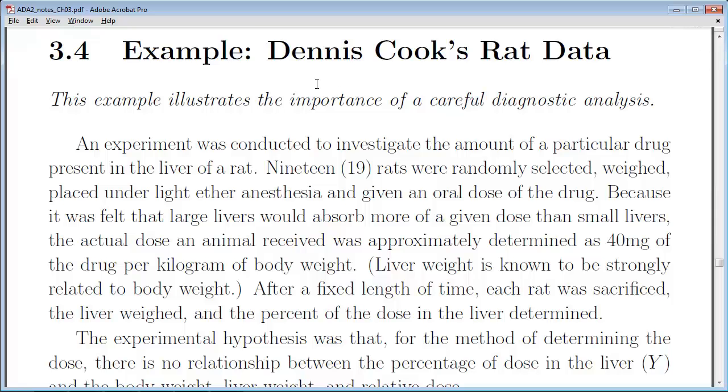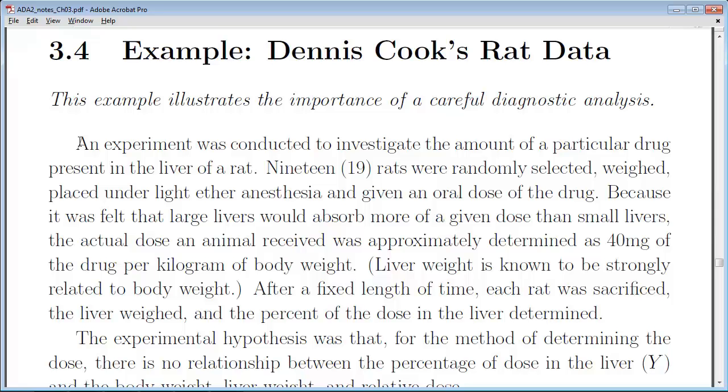So I'm just going to read the experimental setup here. An experiment was conducted to investigate the amount of a particular drug present in the liver of a rat. So we've got 19 rats. They were randomly selected from a larger population of rats. They were weighed and then placed under light ether anesthesia and given an oral dose of the drug.